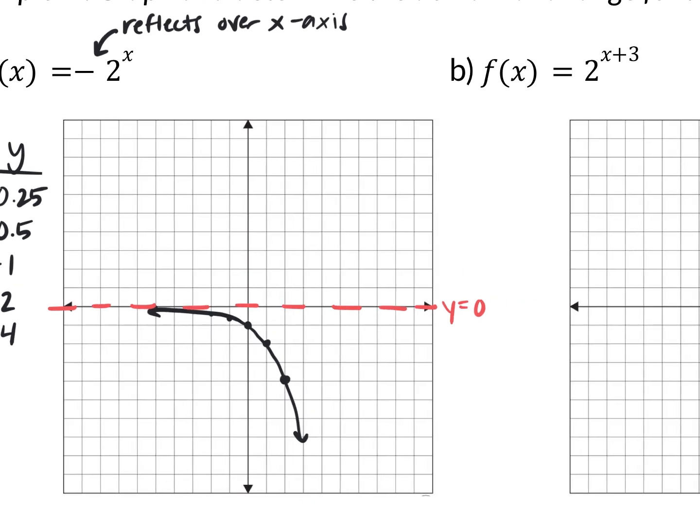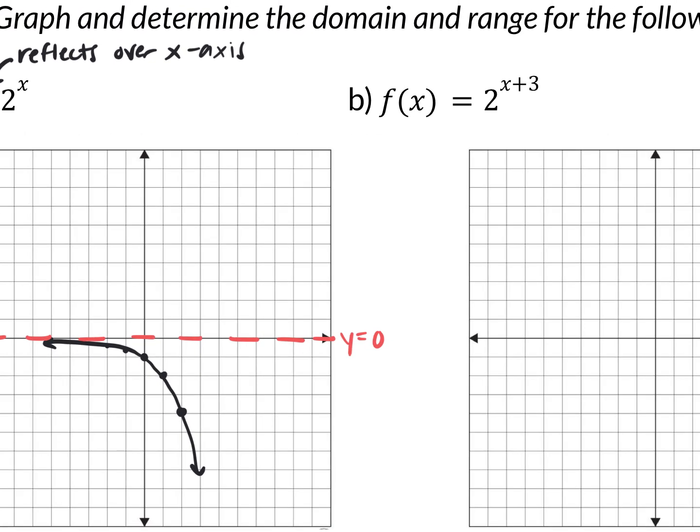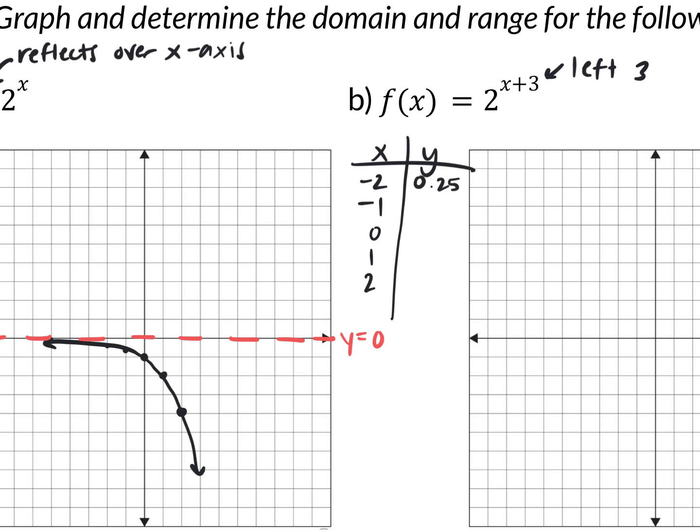I've got f of x equals 2 to the x plus 3. So if I've got something happening with my x, what type of transformation is happening there? It is moving, yes, left 3, shifted left 3 units. But my y values are not changing. The entire function is just shifted left 3, right? So if I think about my table of x's and y's, I've got my -2, -1, 0, 1, and 2, and my y values aren't changing.